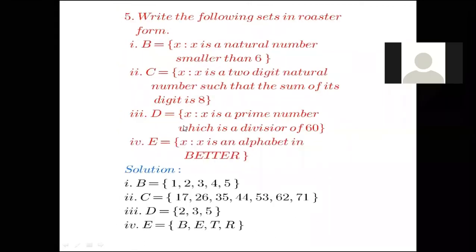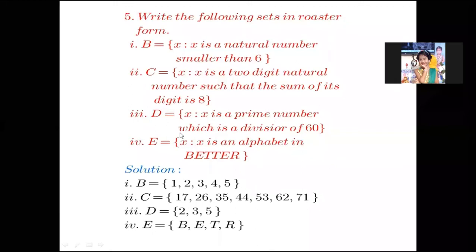Next, write the following sets in roster form. So the fifth question is write the following sets in roster form. They have given you the set builder form, so they are asking you to write the same as the roster form. The first question is x such that x is a natural number smaller than 6.